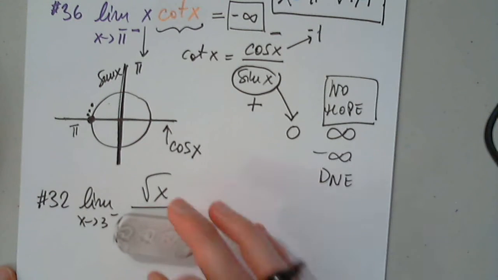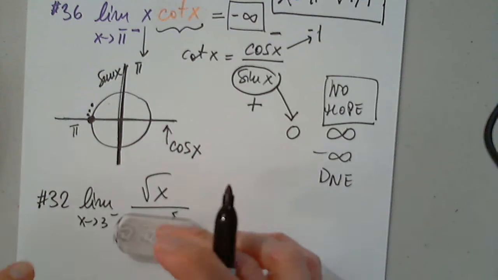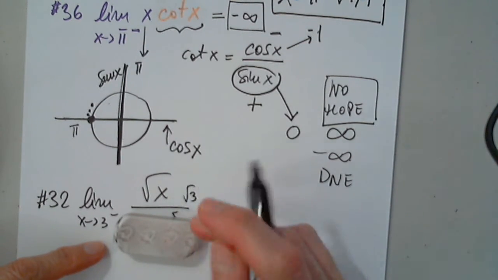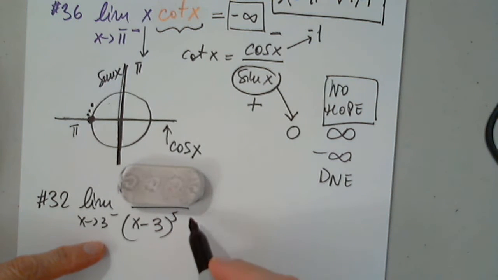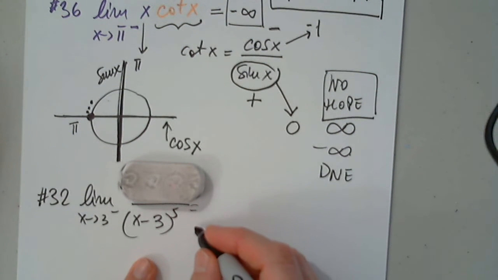First, I have to analyze what this is. I can decide what to do before I analyze. 3 from the left, who cares? The square root of 3. But what about the denominator? What will I write for the denominator?